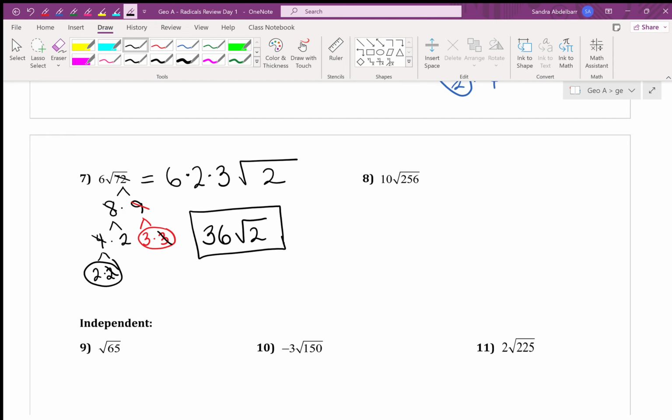All right, number 8. Do we all agree 256 is 16 times 16? Isn't that a pair? Right. So there's a 10 on the outside. 1 16 is coming on the outside. Is there anything left on the inside? No, nothing's left on the inside. So our answer is just 160. No more radical on the inside.